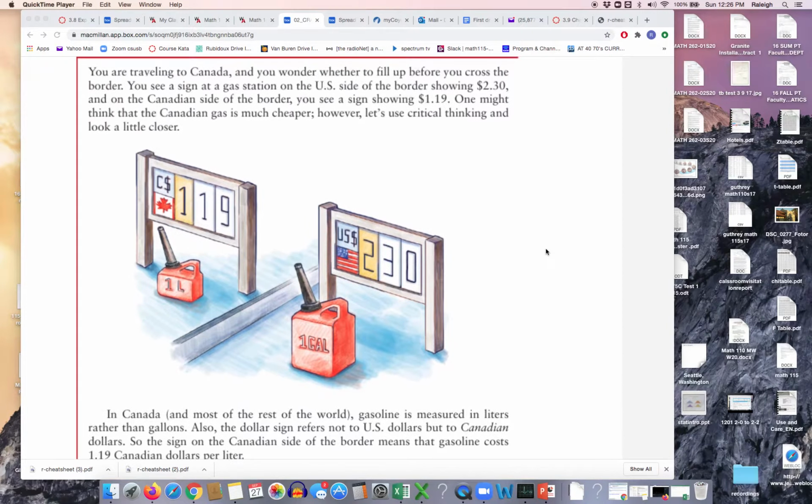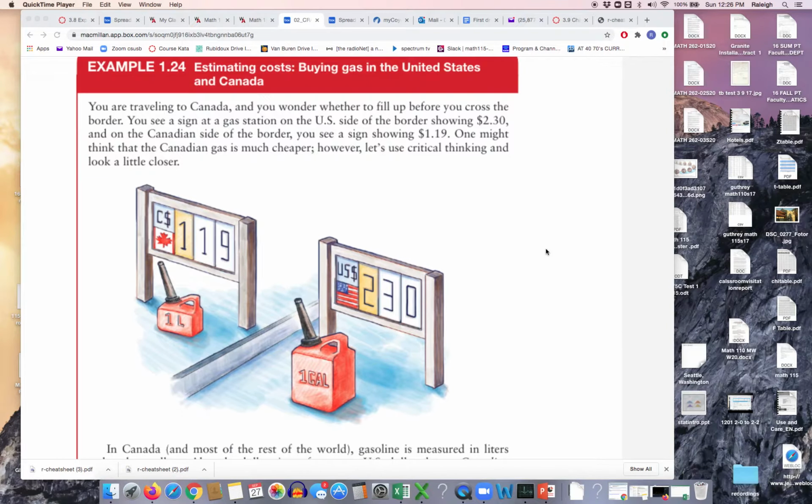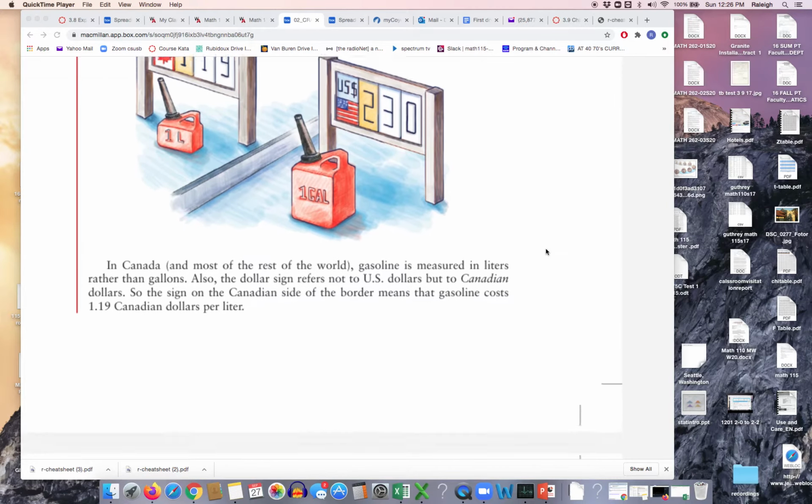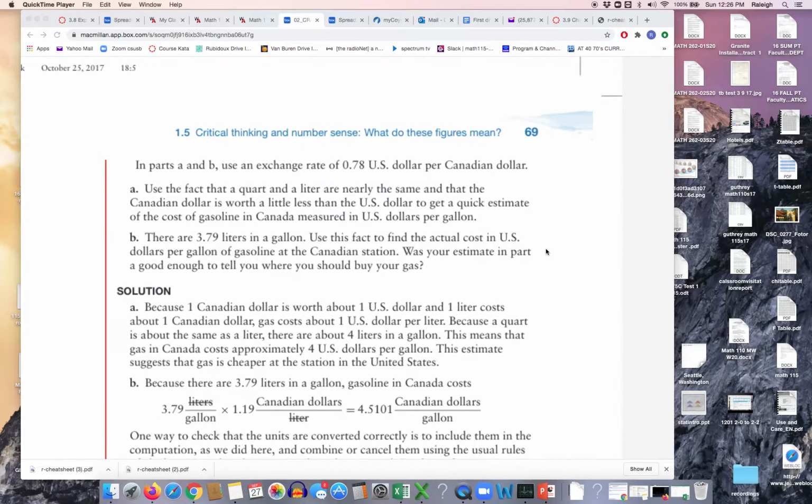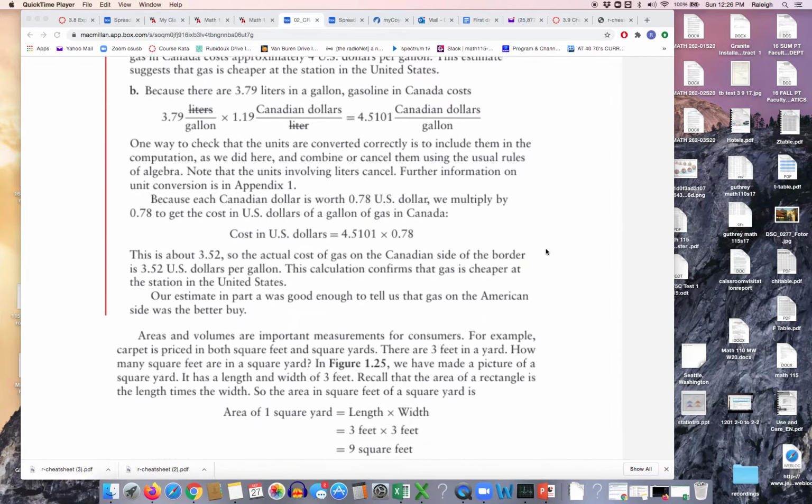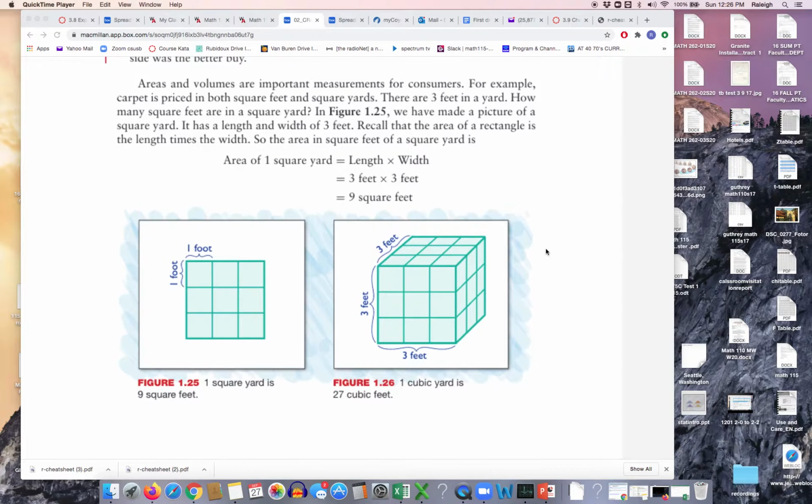But here's one that we did cover already. It might be the same example. They had the gas near the Canadian border and different prices and different systems. Canadian dollars are different, liters are different versus gallons. So they had a couple of calculations. We did talk about that. So you can go through the example in the book. I believe it's either the same or close to the same.